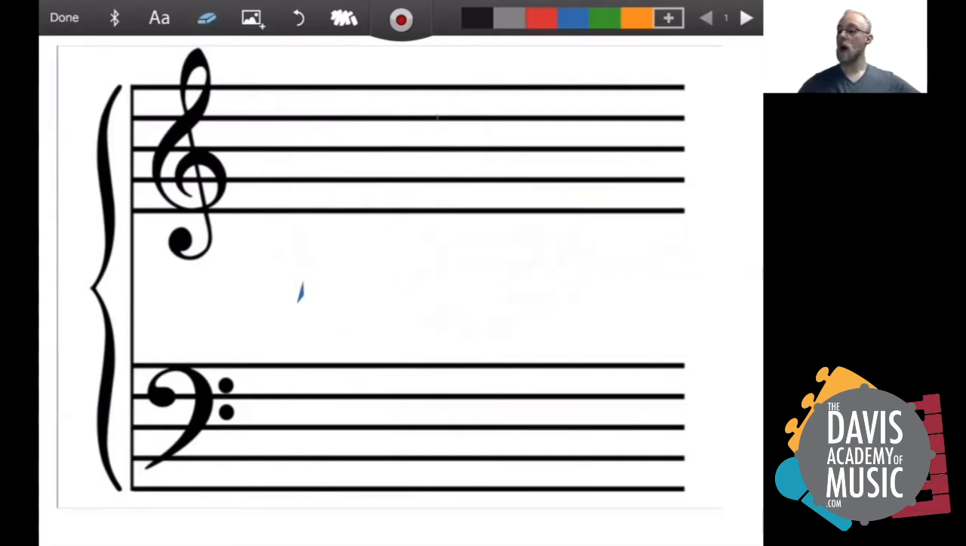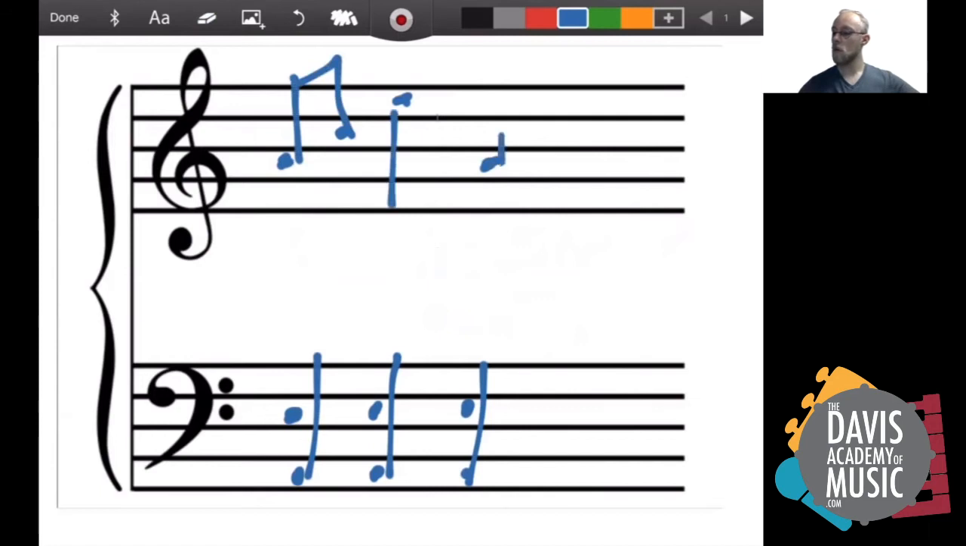Now, oftentimes, our harmonic intervals will happen in the bass, like this. So oftentimes, you'll see the bass notes in harmonic intervals. And sometimes we'll see the melodic intervals more often in our right hand or our treble clef part, like this. These would be eighth notes, quarter note, quarter note.